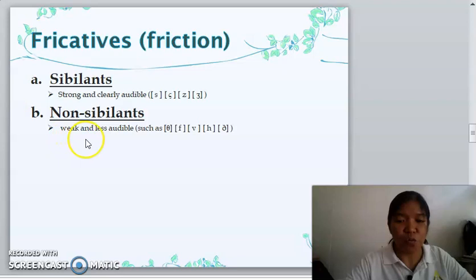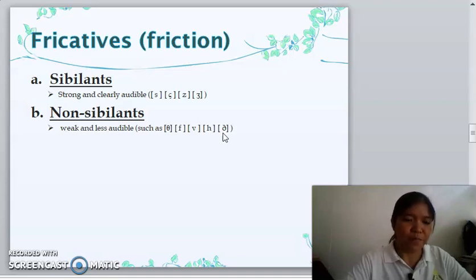And also we have non-sibilants. These are fricatives which are weak and less audible, such as, I told you a while ago, the symbol for soft th is the theta symbol. Fin, the sound of F, also letter F ang symbol niya. And then the sound of V. We have also the sound of H, the glottal sound, and the sound of hard DH, which is them. Okay, let's go further.